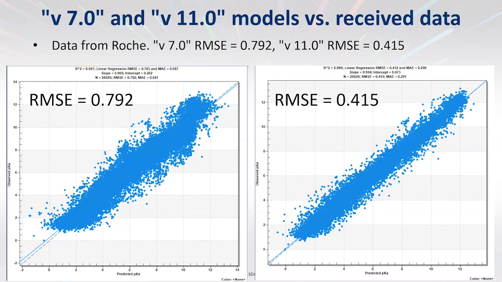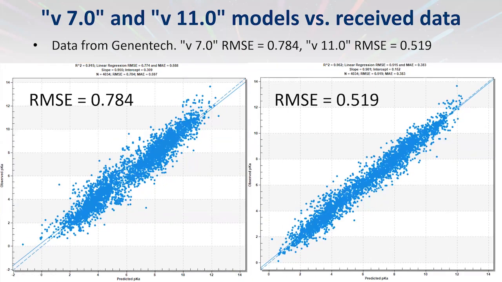But the real test comes on looking at the industrial data sets. The first 3 slides are about the data that was shared with us. Version 7 versus 11 versus received data. Model 7 predicted the Roche data set with 0.8 RMSE. Okay, and you can see this cloud of points is scattered a little bit. And of course, after partially including this test set in training and internal testing, it improved to 0.415.